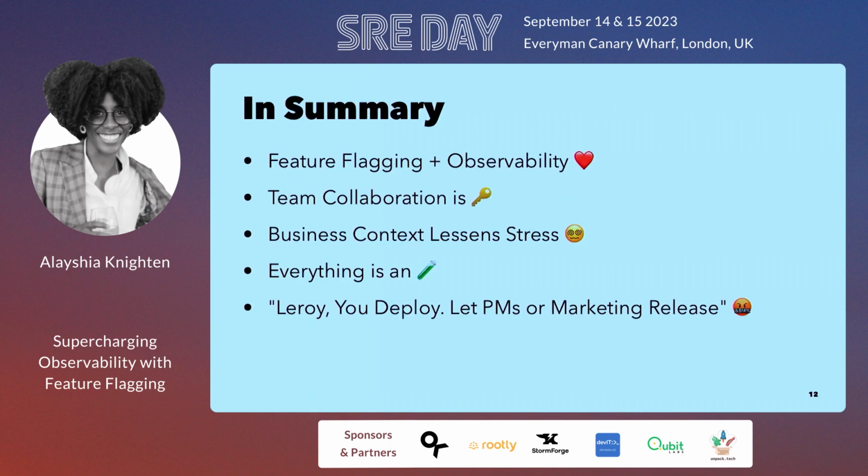In summary, feature flagging plus observability is love. Success is a team sport. If you have both together, then you can provide everyone with the insights that are needed to be successful. Team collaboration is key to any of this. You're only as strong as your team, and your feature is only going to be as great as the collaboration that you actually put out to give better insights that are consistent.